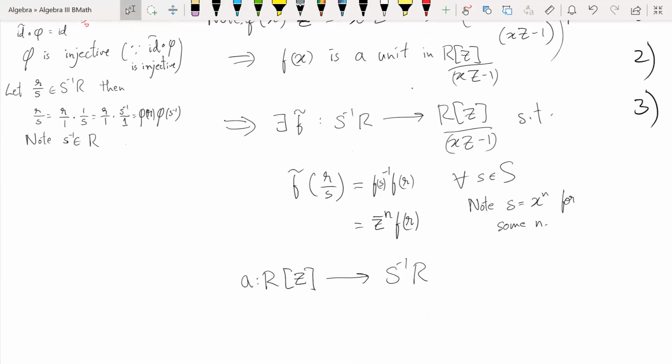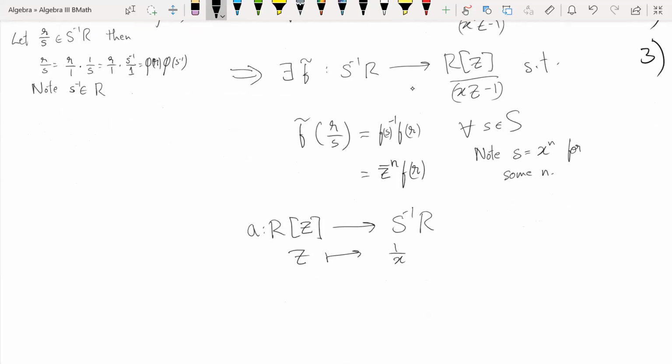So Z should go to 1 over X. And how do we send a general polynomial? If we have a polynomial a_n Z to the n plus a_{n-1} Z to the n minus 1 plus so on plus a_0, where should this go? Maybe I should call the map something else, since I'm already using A. Let's call it alpha. So I'm trying to define this map alpha. You just evaluate this polynomial at 1 over x, and that's what your map is.